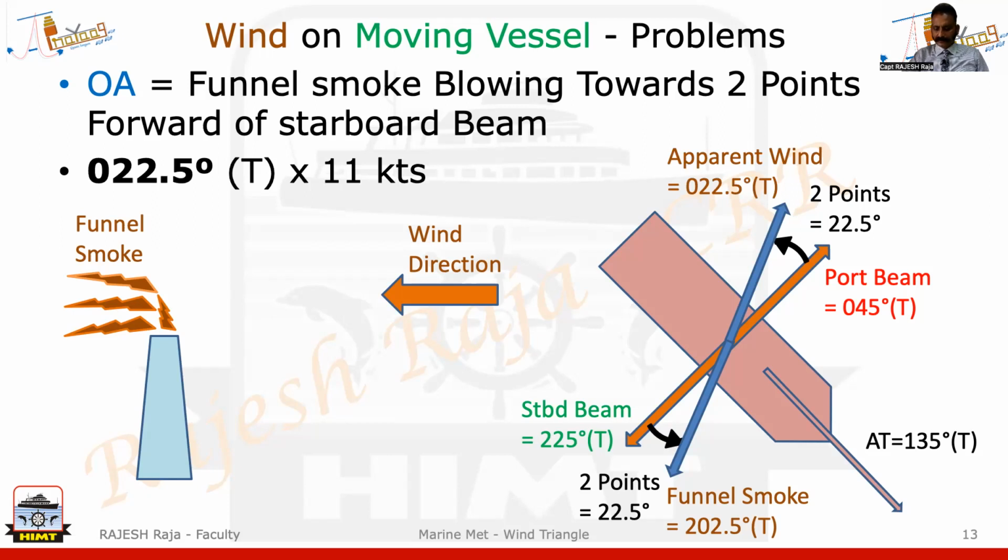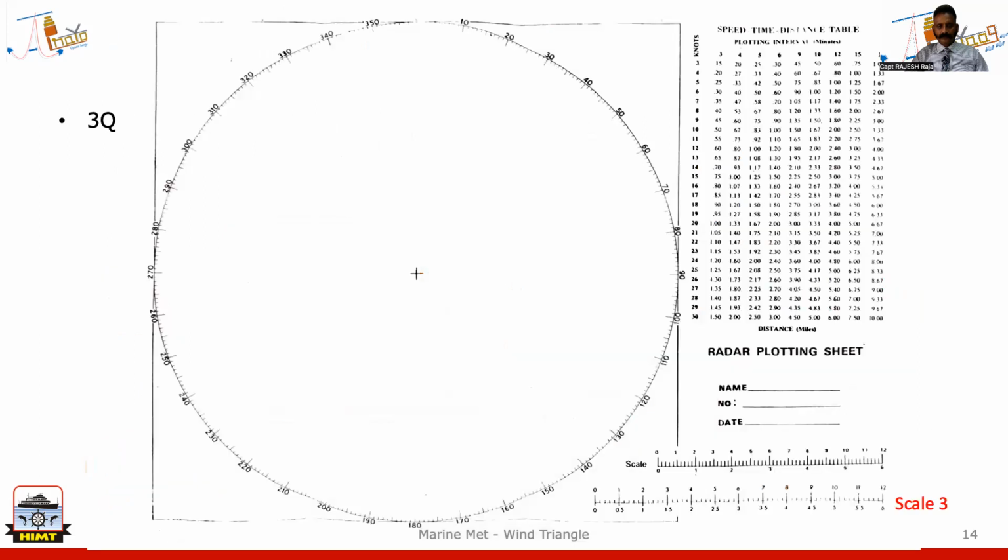If by chance this question had mentioned, instead of funnel smoke, let us say a flag, you will see the flag also will be fluttering in the exact opposite direction of the wind. And it is apparent wind, please remember. Let me show you in the next slide. I hope this is clear. This is a slightly tricky part of this wind triangle. Otherwise, the wind triangle is very easy. Let me show you a couple of other things also.